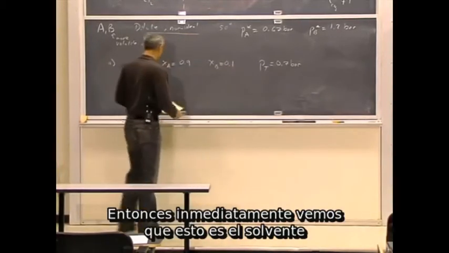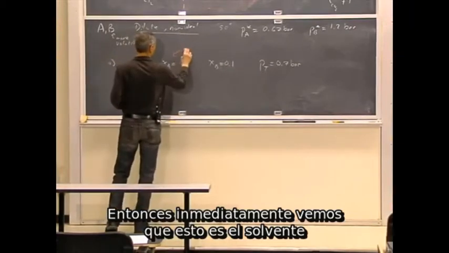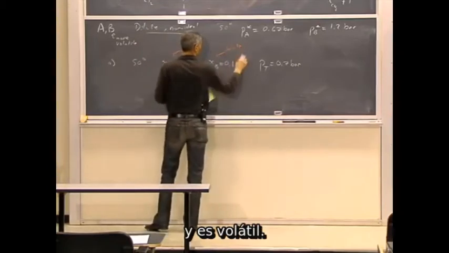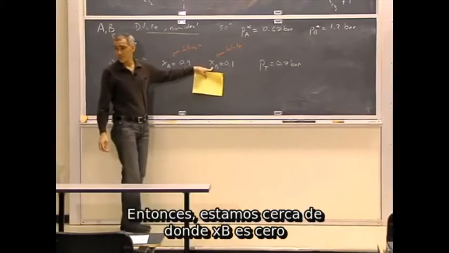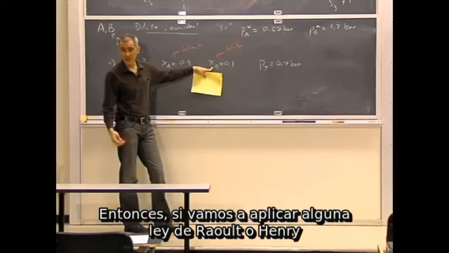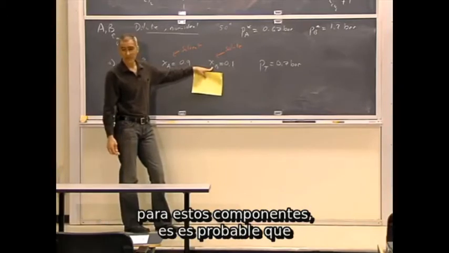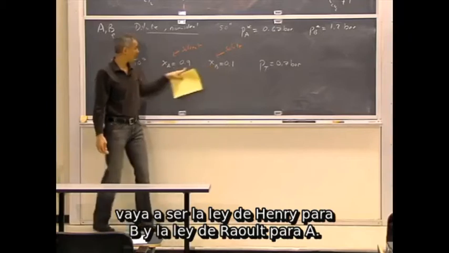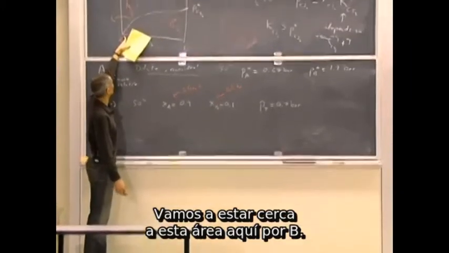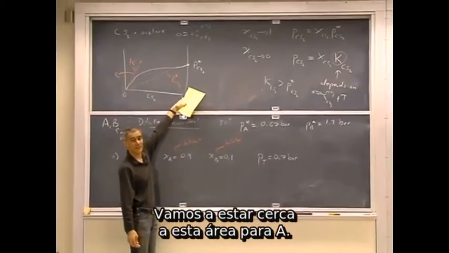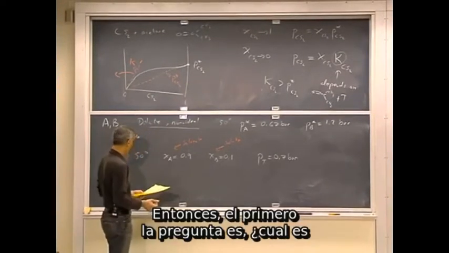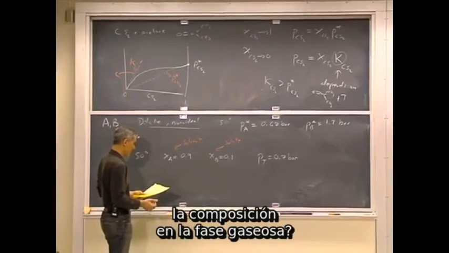So immediately we see that this is a solvent. This is a solute. This is volatile. So we're close to where this is 0. So if we're going to apply any sort of Raoult or Henry's law to this problem, this is probably going to be Henry's law for B and Raoult's law for A. Right? We're going to be close to this area here for B. We're going to be close to this area for A.